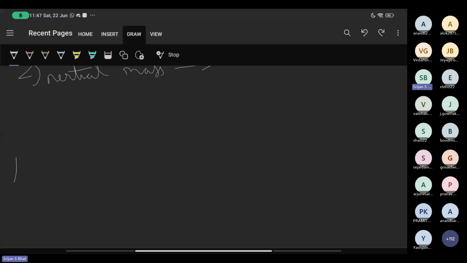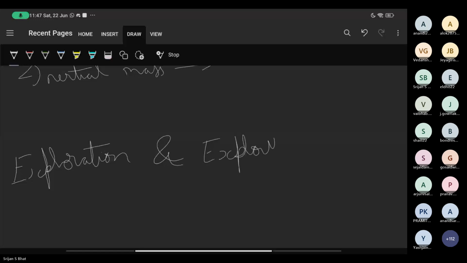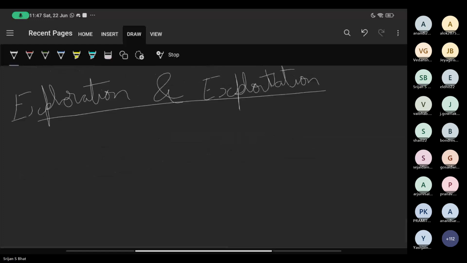There is something called exploration and exploitation. What do you think exploration and exploitation mean, or why do we usually use them? I'll start off by giving an example. You have many restaurants in your city. You'll have a lot of them.